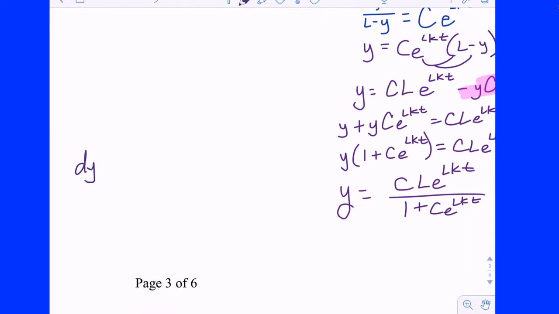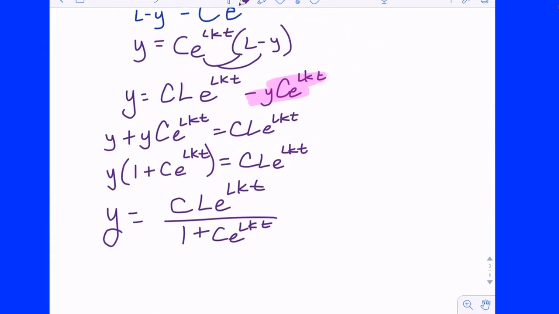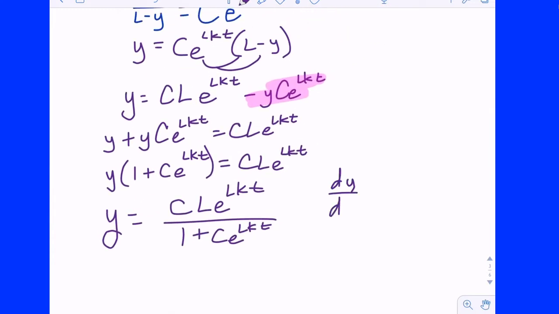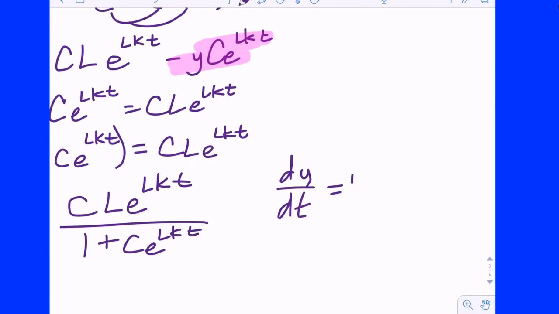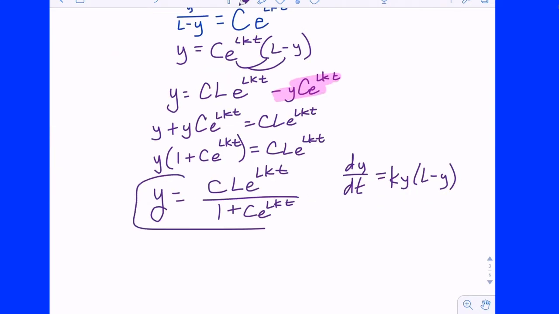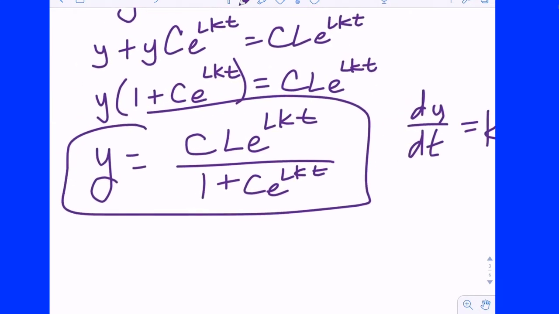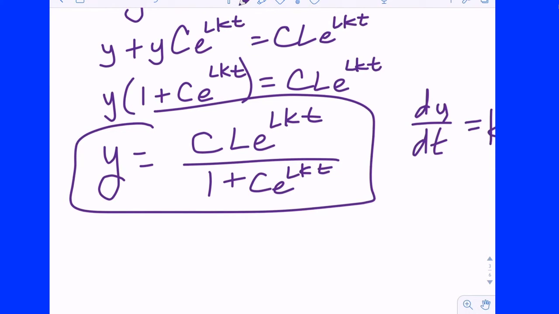If you ever have dy/dt equaling k times y, then the general solution is the sect equation, right? Pretty easy to remember. Y equals sec. But if you ever have dy/dt equals k times y times L minus y, then y equals that, which is not as easy to remember, huh?